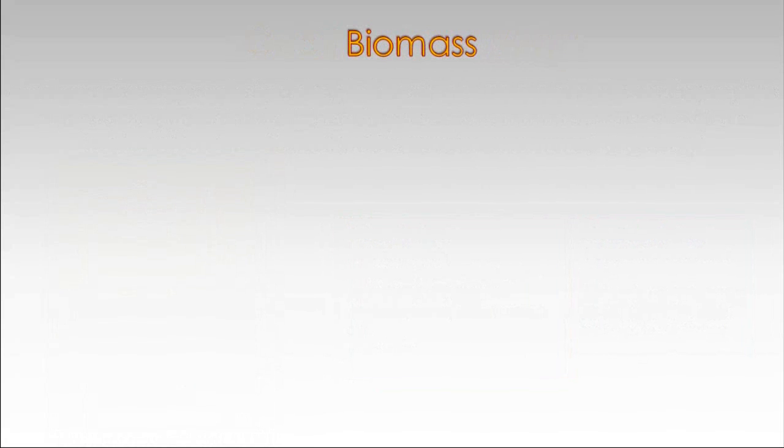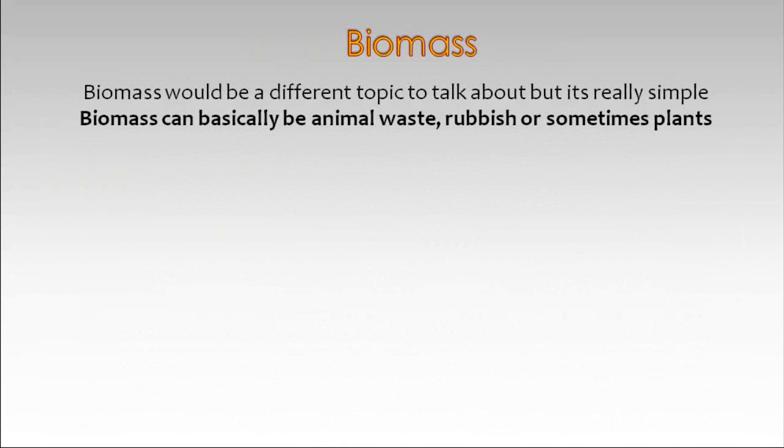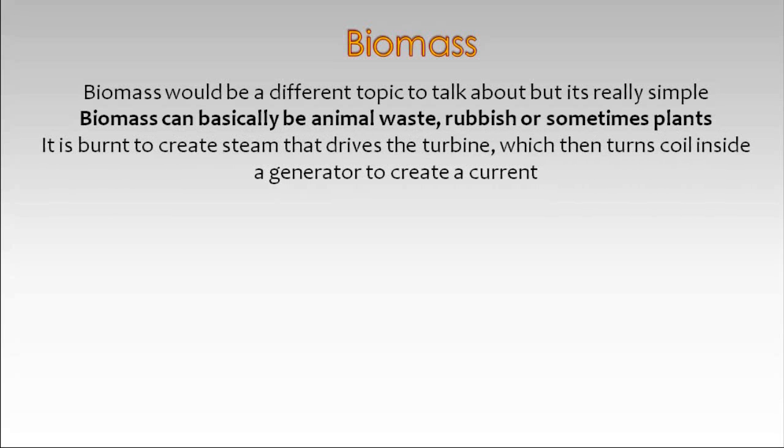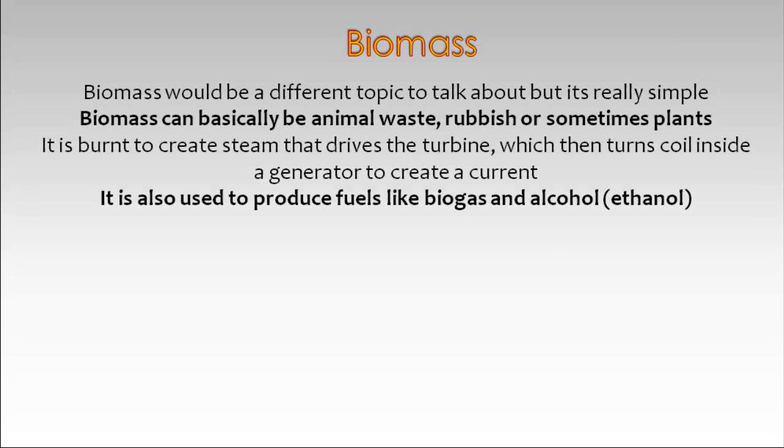Biomass. Biomass would be a different topic to talk about, but it's really simple. Biomass can basically be animal waste, rubbish, and sometimes plants. It is burnt to create steam that drives the turbine, which then turns the coil inside the generator to create a current. It is also used to produce fuels like biogas and alcohol, for example ethanol.